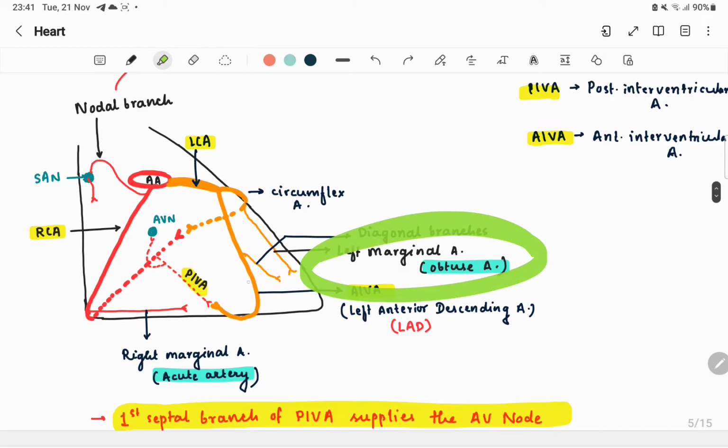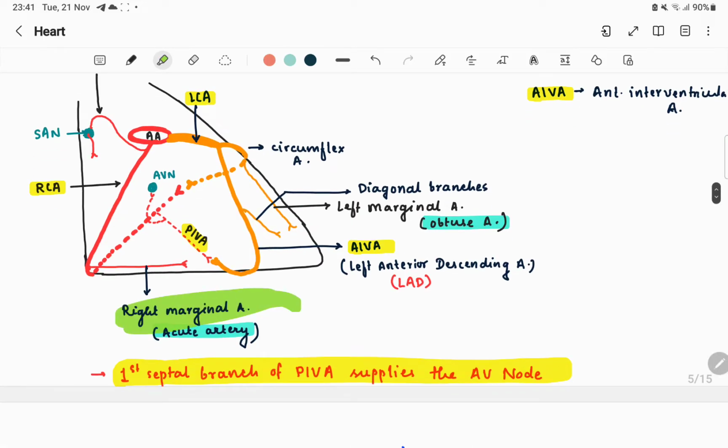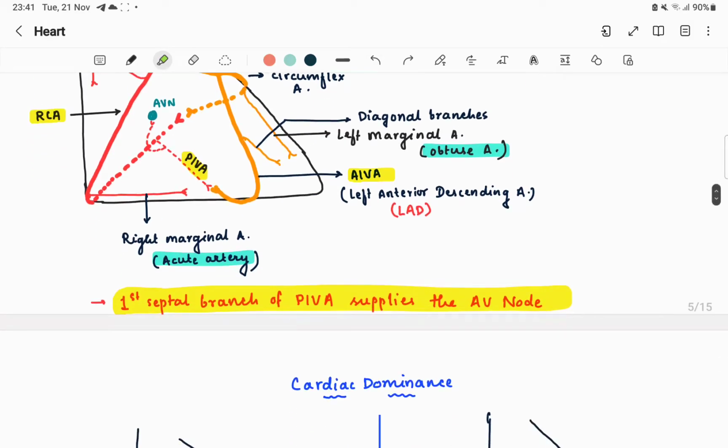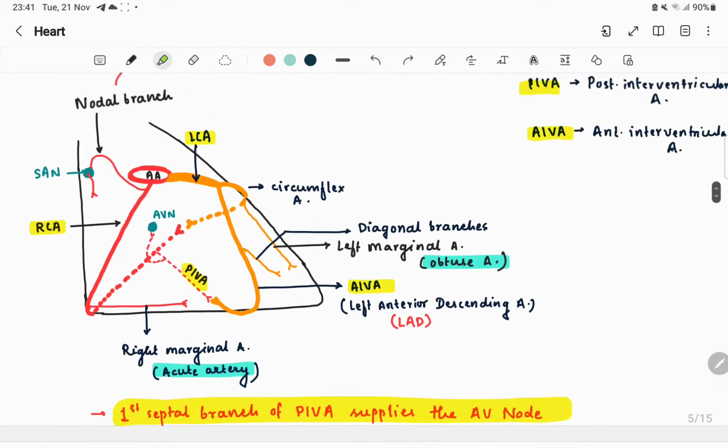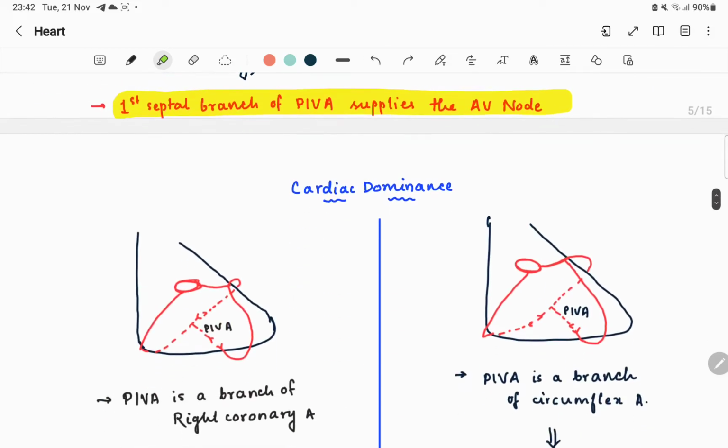Remember, we have the left marginal artery, the obtuse artery, which is a branch of your circumflex artery, which in turn is a branch of your left coronary artery, and your right marginal artery, which is called the acute artery. This is a branch of your right coronary artery. And the first septal branch of your PIVA is supplying what I'm pointing at: this branch is supplying your AV node.